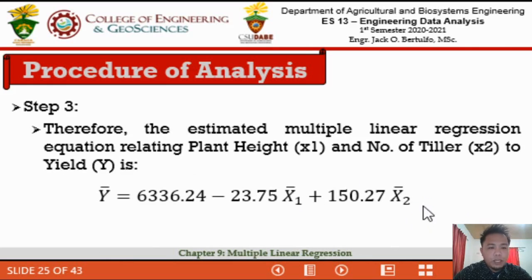Okay? Now, the question is, how good is this equation? Is this good enough to explain? Is this really true, that it can explain when it is used? Now, we need to test, or again, as in your simple linear regression, we need to calculate the R squared. Okay?